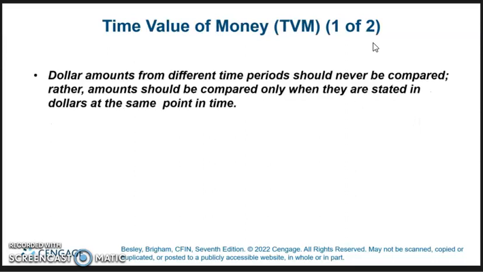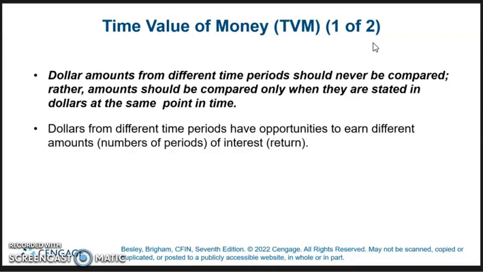So, time value of money. Dollar amounts from different periods should never be compared. They should only be compared when they are stated in dollars at the same point in time. So we either need to calculate a present value or a future value so that we can compare those cash flows. Dollars from different time periods have opportunities to earn different amounts of interest and so forth, so they may have more or fewer periods to earn that return.